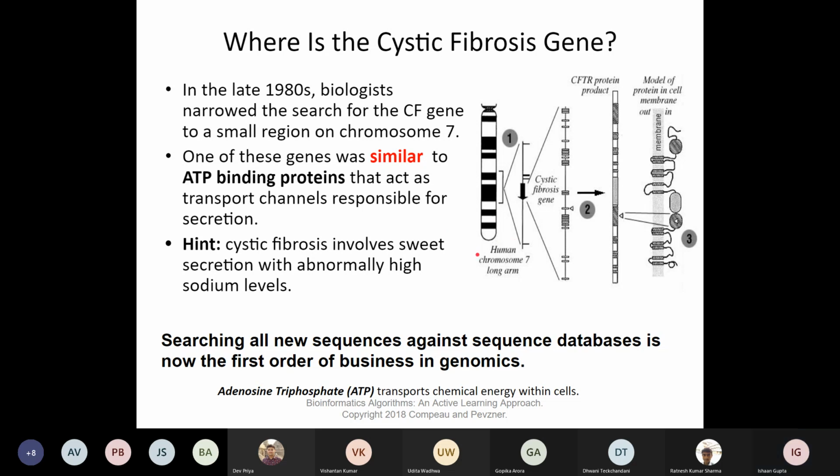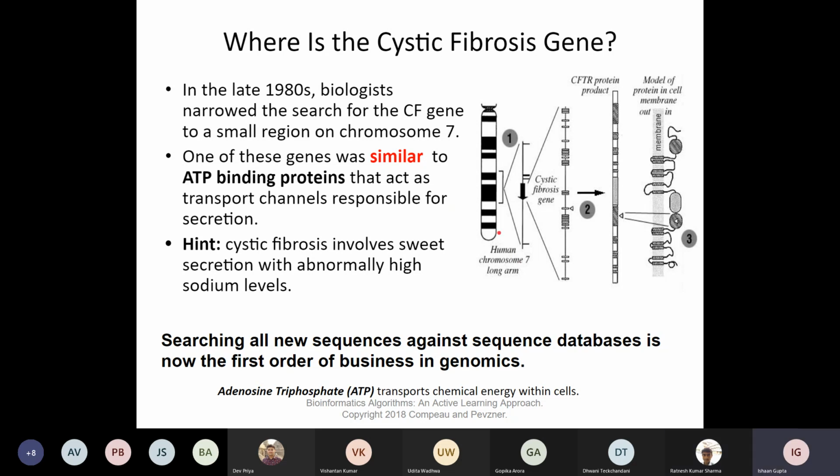But RFLP can be done. Okay, so RFLP can be done. So what would you be doing? You will be taking the DNA of the people, digesting it with a restriction enzyme, and comparing it between people with disease and without disease.